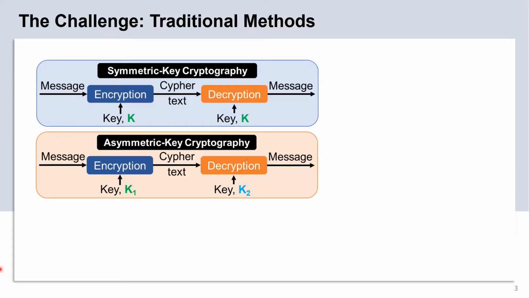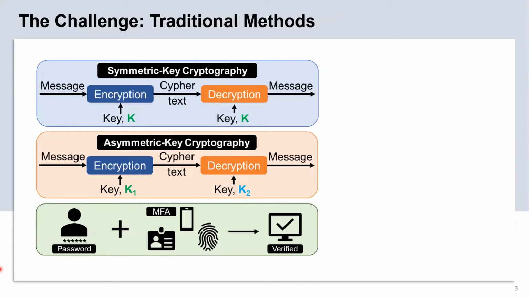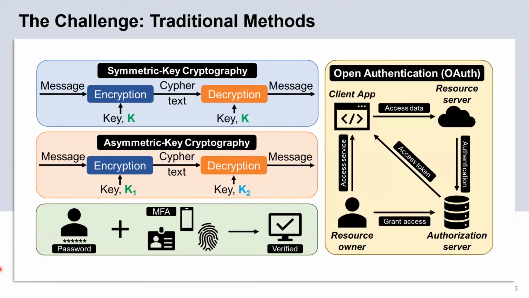One widely used method is symmetric and asymmetric key based cryptography, where private or public-private keys are used to encrypt a message. Another approach is two-factor or multi-factor authentication, briefly known as MFA, where a secret password is used, followed by a biometric verification or cross-verification using a secure app or verification token. Open authentication is another prevalent verification method.